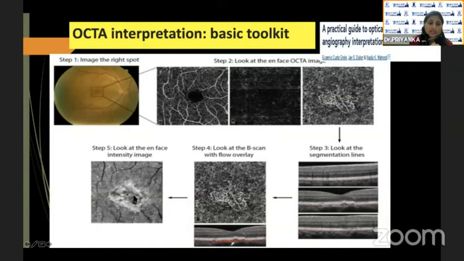Suppose it is giving a dark signal and it is dark on this NG also, that means the signal strength is low, and whatever you're saying, it's a false flow.